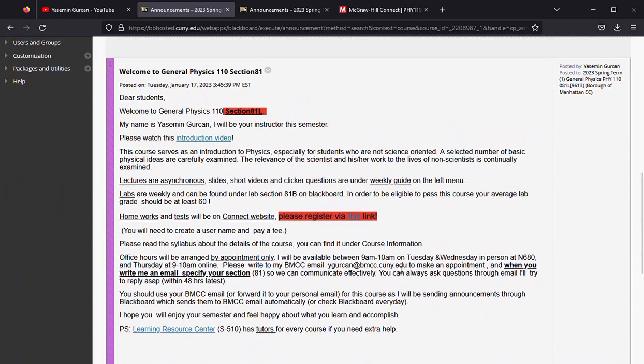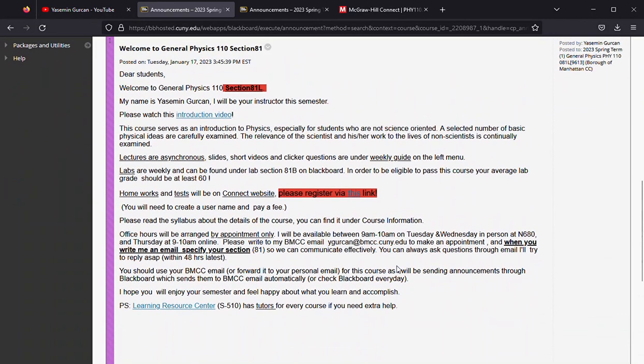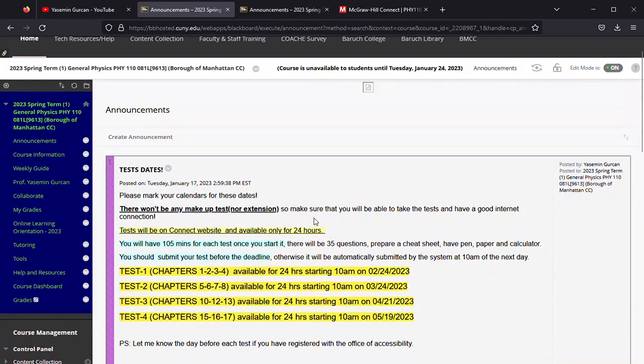So as I gave in the welcome announcement, the information and the link for the Connect website, where you will have the homeworks and tests. The major thing in the course is basically, again, lecture materials that you need to go over on your own time, and the labs that are weekly, so you need to go to the lab section and submit those. And for the labs, I gave 3 trials. For the homeworks, you have infinite attempts.